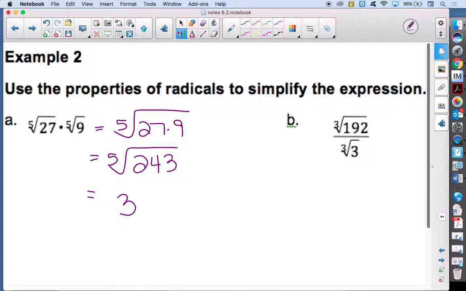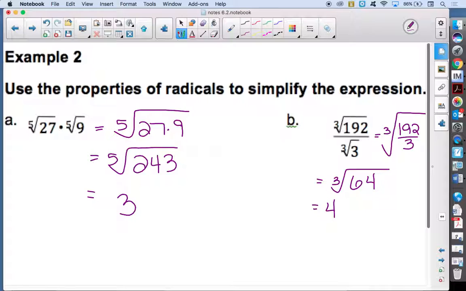So with letter B, we have the cube root of 192 divided by the cube root of 3. Right now, by themselves, you can't really do anything with them. But if you apply the property, we could take 192 divided by 3, still under the same cube root. So Sarah, 192 divided by 3 is 64. And then the cube root of 64 is 4. So that property says that if the roots are the same, then you can combine them together or you can separate them, depending on what the problem's asking you to do. Questions?